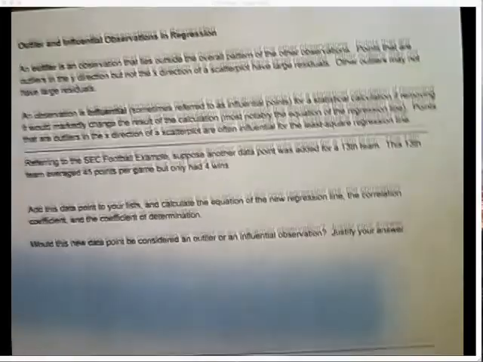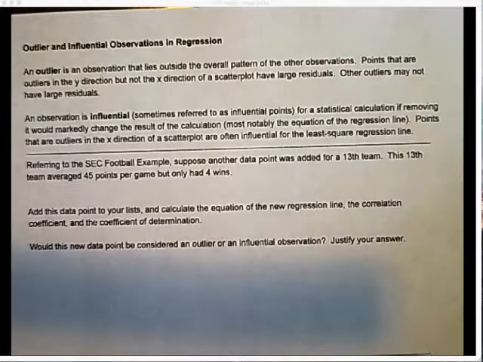So on to the last page of this section. It says an outlier is an observation that lies outside the overall pattern of the other observations. Points that are outliers in the y direction but not the x direction have large residuals. Other outliers may not have large residuals. So let's think about what that's saying.